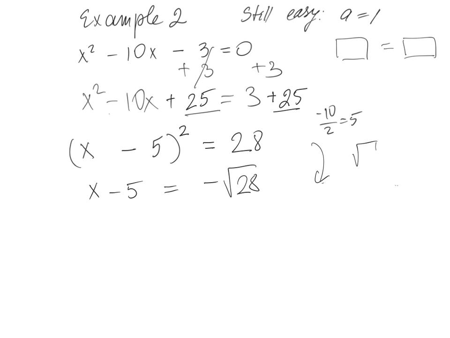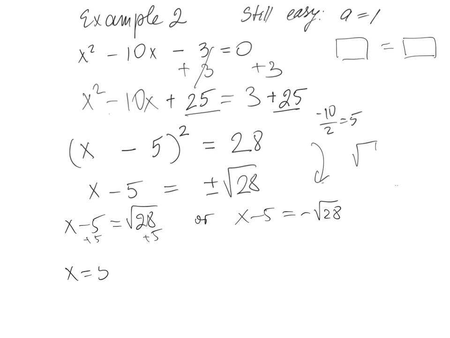Sometimes, and sometimes it's the negative square root of 28. Again, before we squared that number, it could be either positive or negative. So we have two options again. x minus 5 equals the square root of 28, or x minus 5 equals negative square root of 28. And then we need to add 5 in both cases to get x equals 5 plus radical 28, or x equals 5 minus radical 28.